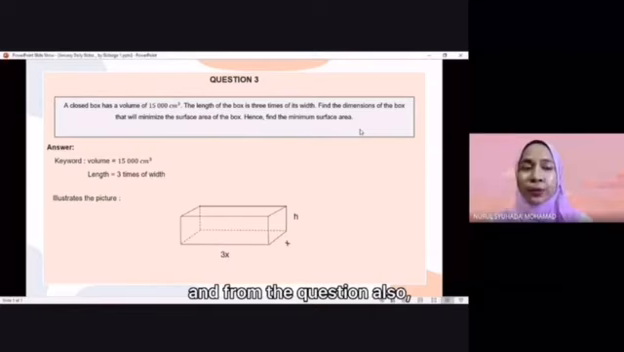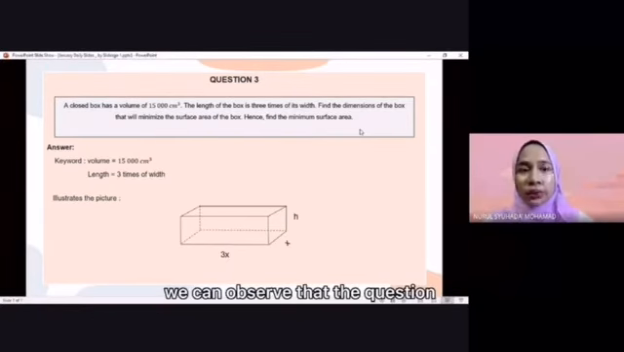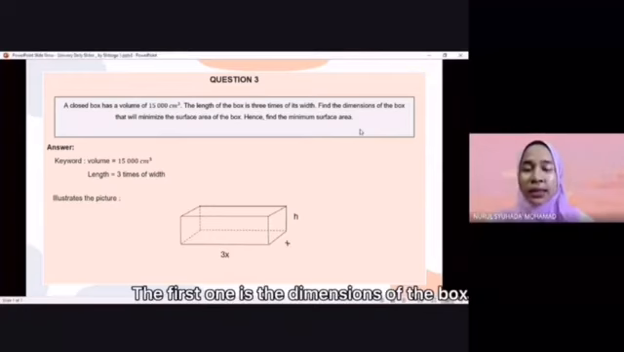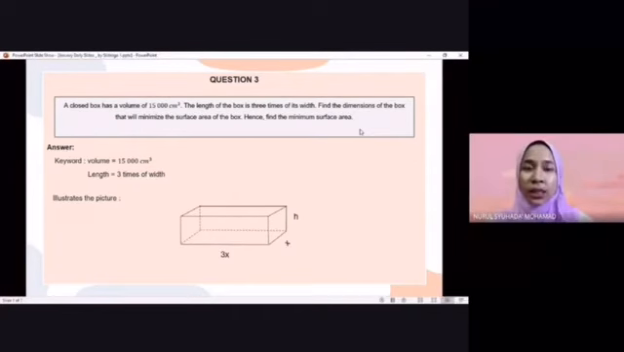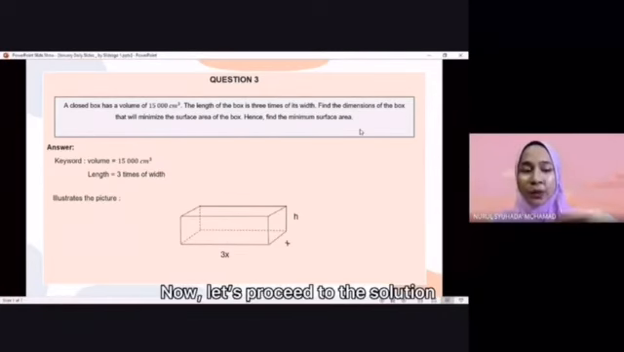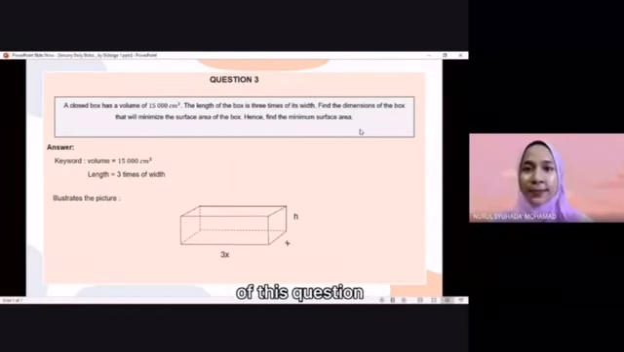And from the question also, we can observe that the question wants us to find two values. The first one is the dimensions of the box, and the second one is the minimum surface area. Now, let's proceed to the solution of this question.